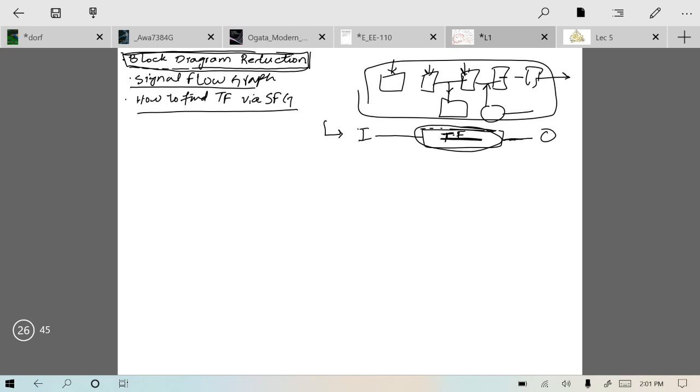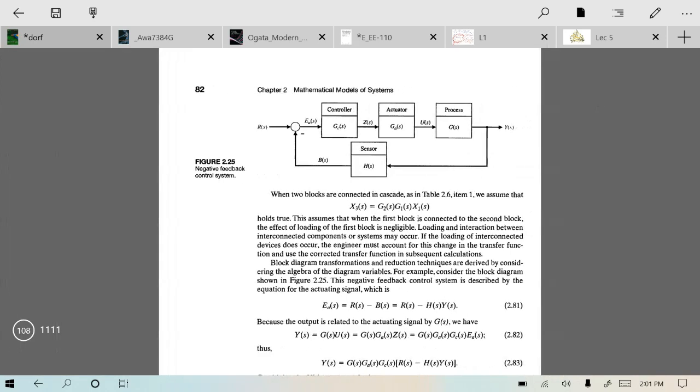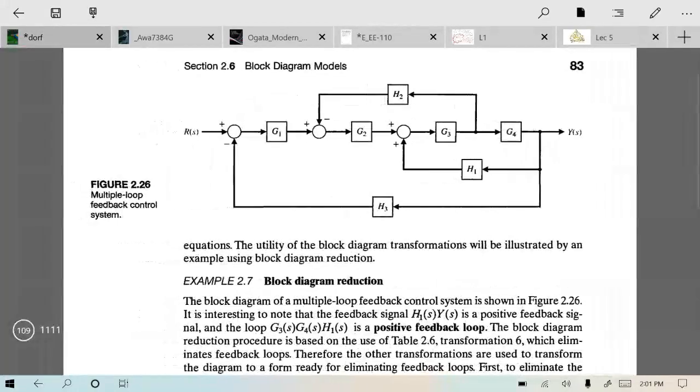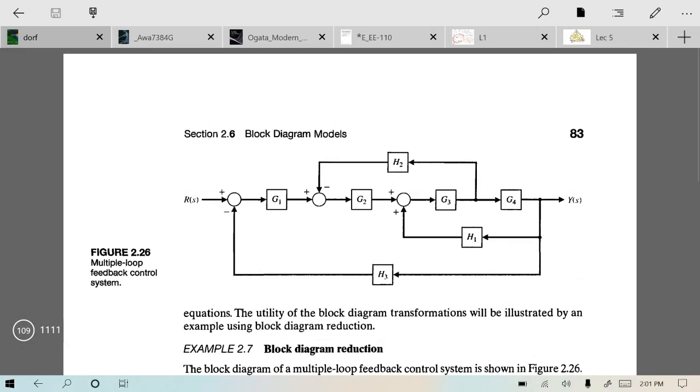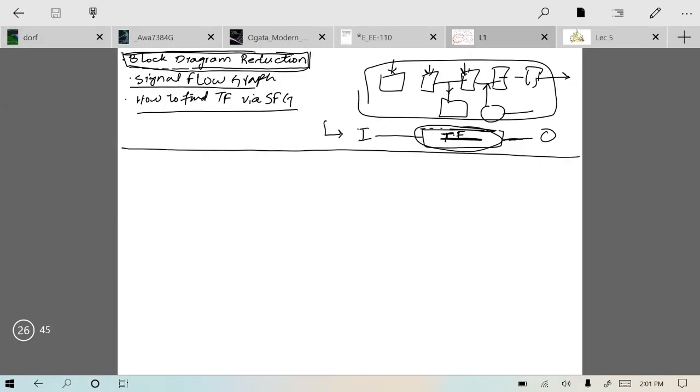Okay, I think it would be better if we discuss an example of a block diagram reduction technique. The example is from your book. I will discuss this example now in this lecture. It is example 2.7, page 83. You can refer to it anytime.